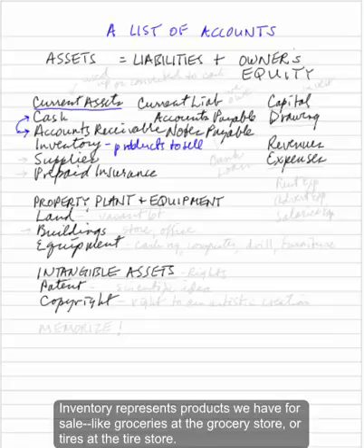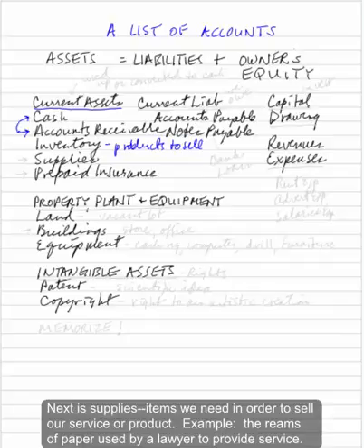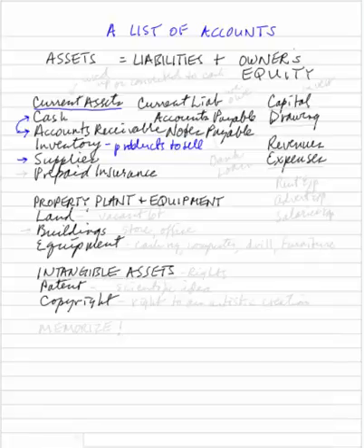You could think of a grocery store or a tire store. The groceries or the tires are inventory. When you sell them, you earn revenue. Next is supplies. Supplies are items that we use up in the production of revenue. I always think of a lawyer who has reams and reams of paper so that when a lawsuit is filed, those supplies are used up in the production of revenue.